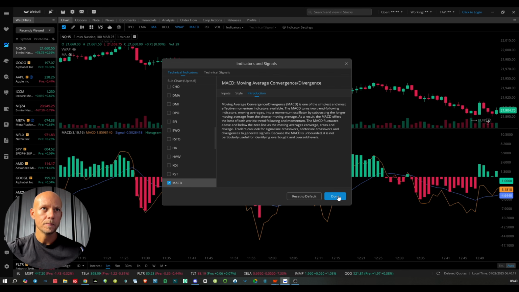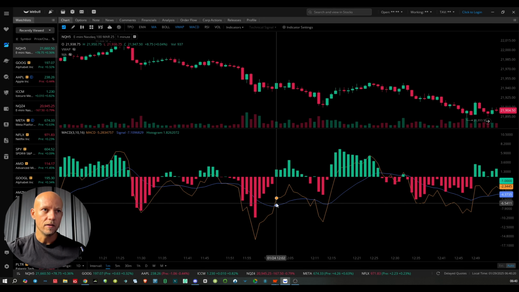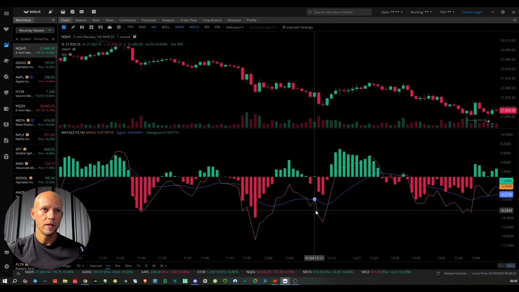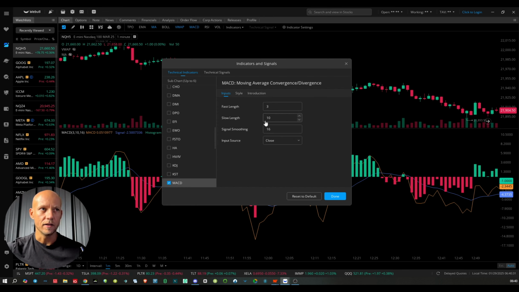So it basically looks at two moving averages and then plots the MACD signal line. So the yellow line is the difference between those two moving averages. Currently it's using a 3 and a 10, the fast and the slow moving averages, and it plots the yellow line. The signal smoothing, the 16, is a moving average on top of that signal line. That's the blue line here. So looking at the 3 and the 10.